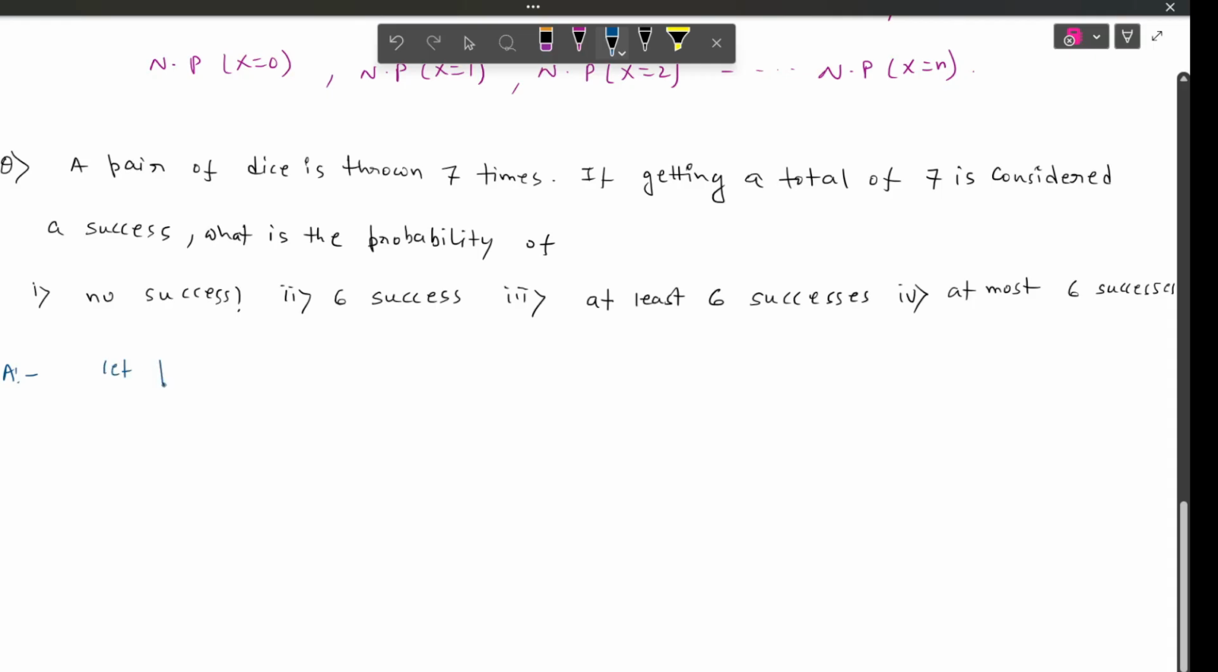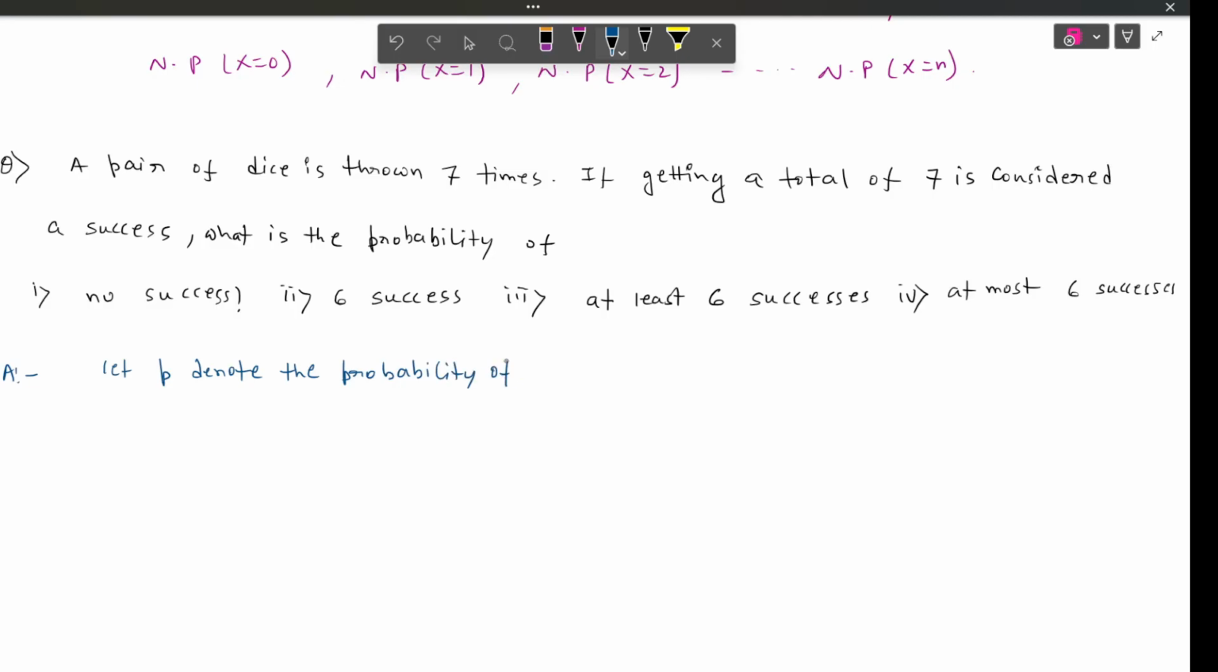So let P denote the probability of getting a total of 7 in a single throw of a pair of dice.